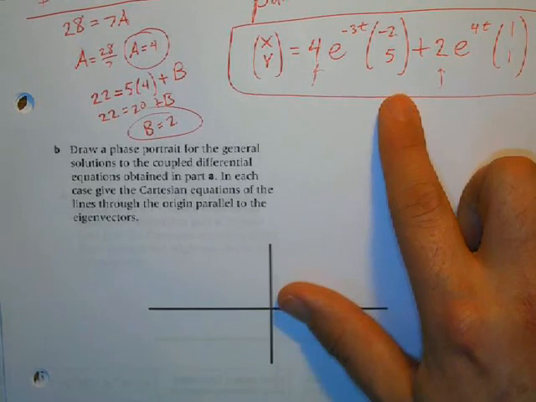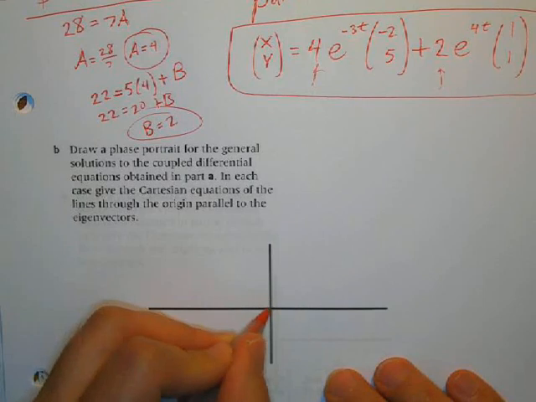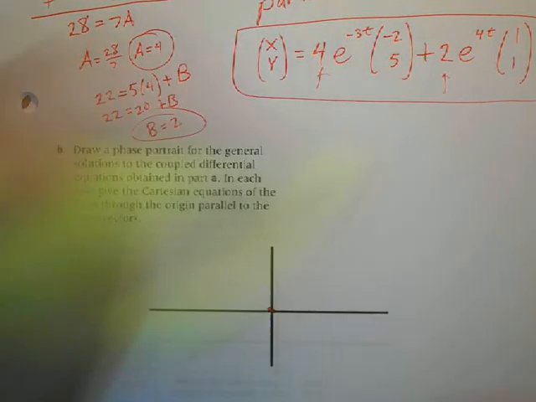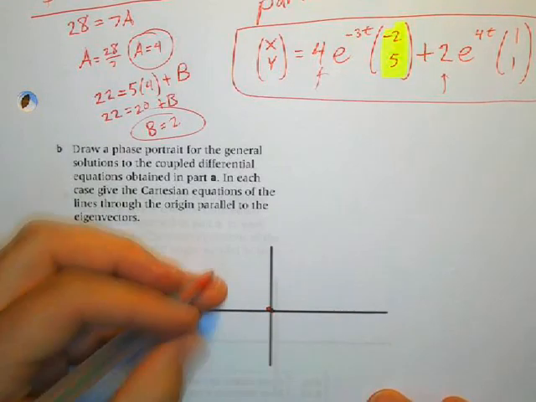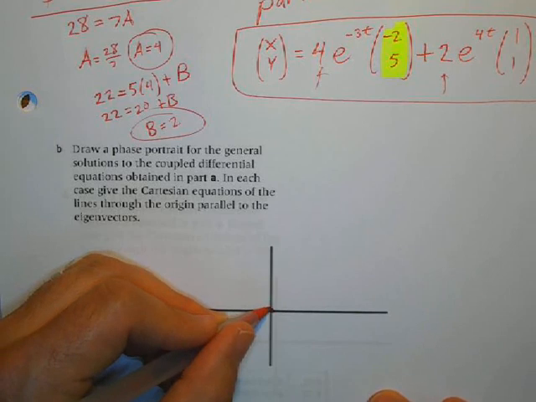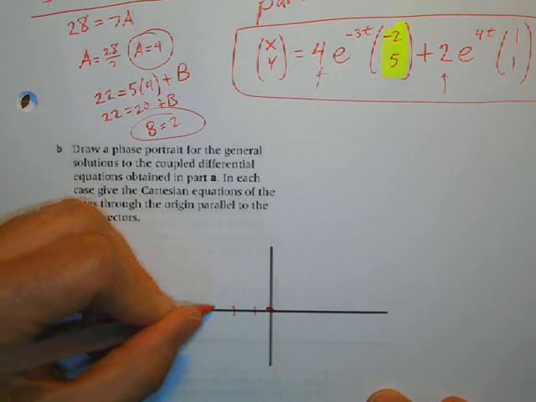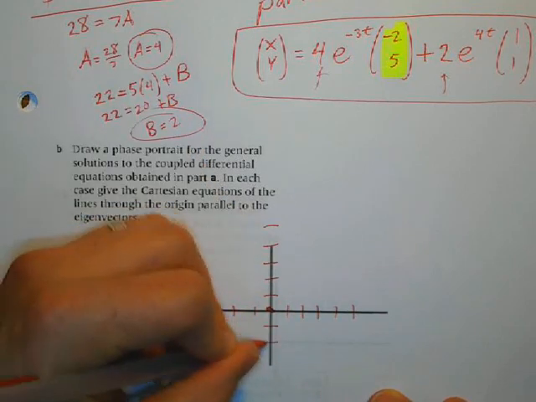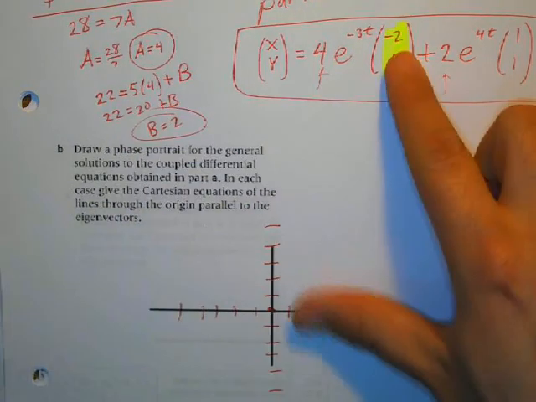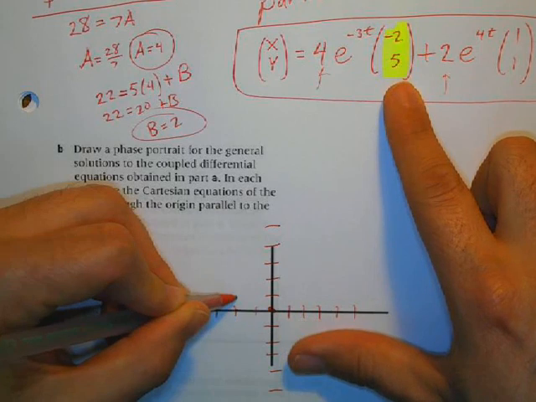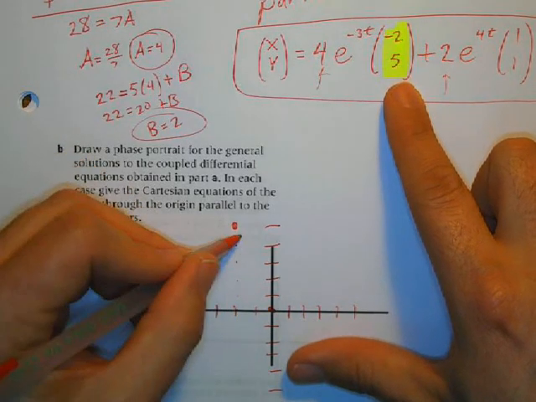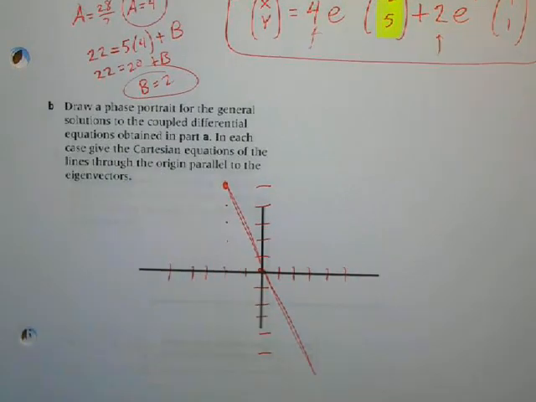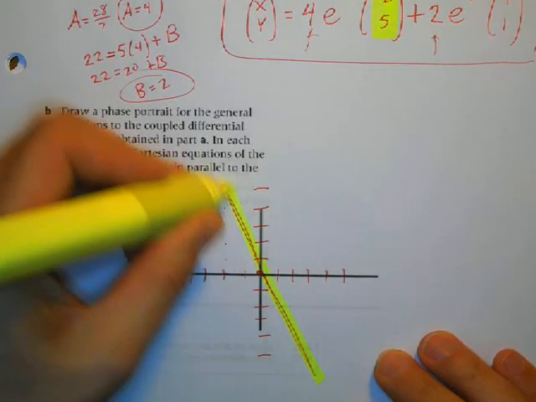Okay, so what we've got here, we know that they're both going to go through the origin. So for this one, in the x direction, I'm going to go negative 2, and then in the y direction, I'm going to go up 5. 1, 2, 3, 4, 5. Okay, so negative 2 and 5. So I'm going to go like this. We're going to talk about which direction the arrows are going in just a minute, but there's my line.